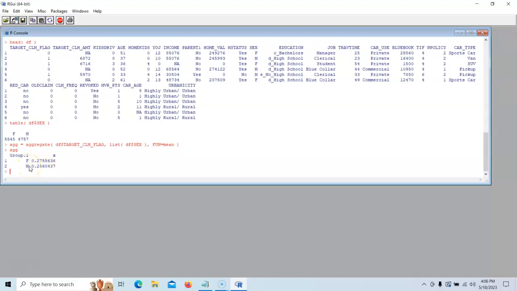So there's a slight difference here, but wait, we've learned something new. The conventional wisdom is that, in general, females tend to be safer drivers than males, but for this data set, for this insurance company, they've learned just the opposite. We've learned that females are slightly more risky, but is it statistically different? Who knows? But the point is, we at least now know that females are not safer than men.